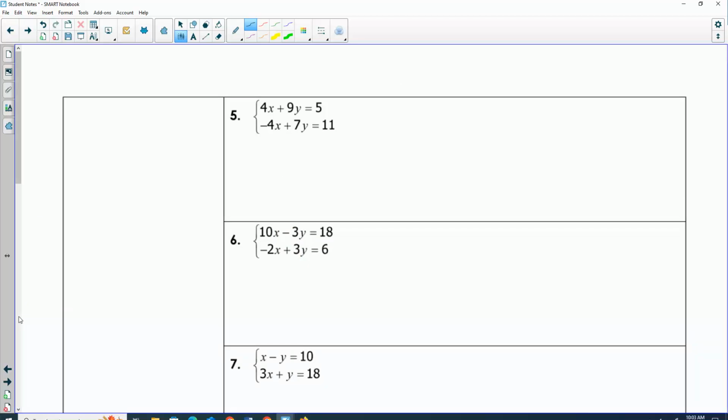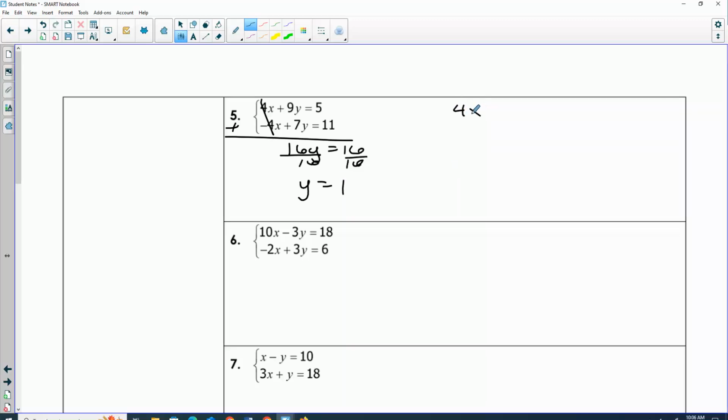All right. Look at number 5. Which variable would you cancel here? The 4x. Do you have to do anything? No. All right. Add them together. Go ahead and solve this one for me. They were already opposites, so we can just add our equations together. Positive 4x and negative 4x cancel. 9y and 7y is 16y equals 16. Divide, so y is 1.